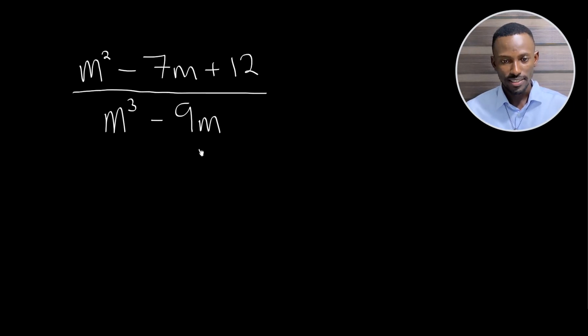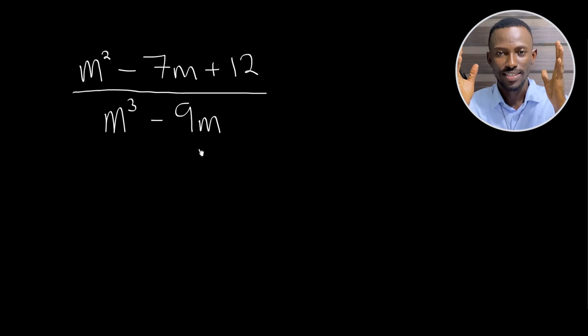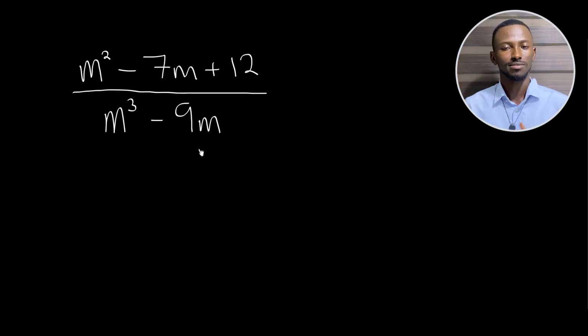We have (m squared minus 7m plus 12) divided by (m cubed minus 9m). So how do we go about it? First things first, factorize the numerator and the denominator. That's basically what you have to do. You factorize the expression at the top and you factorize the expression at the bottom. For a quick one, this kind of factorization, m squared minus 7m plus 12, is so easy.